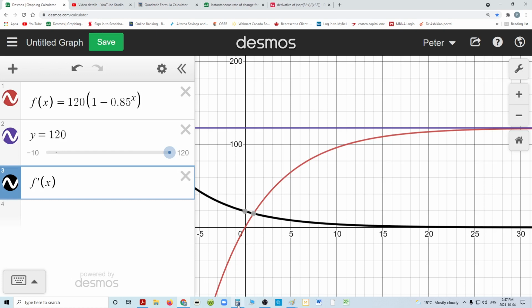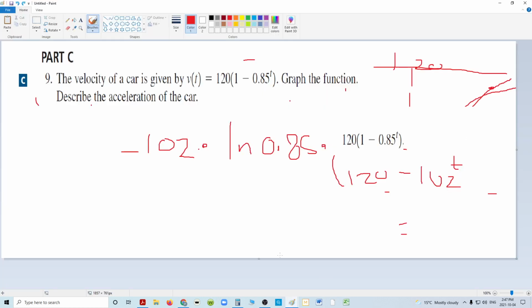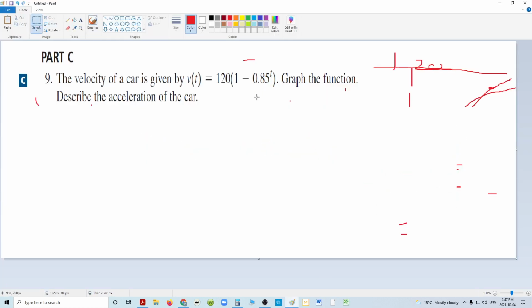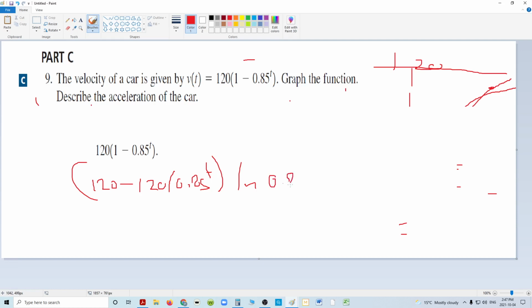I think I could have simplified it a little bit. So the derivative is going to be that, which is the same as 120 minus 102 to the t. No. Times 120 times 0.85 to the t times the ln of 0.85 times 1.